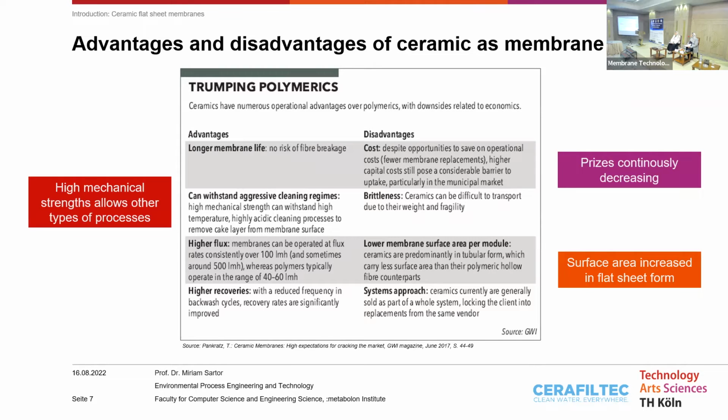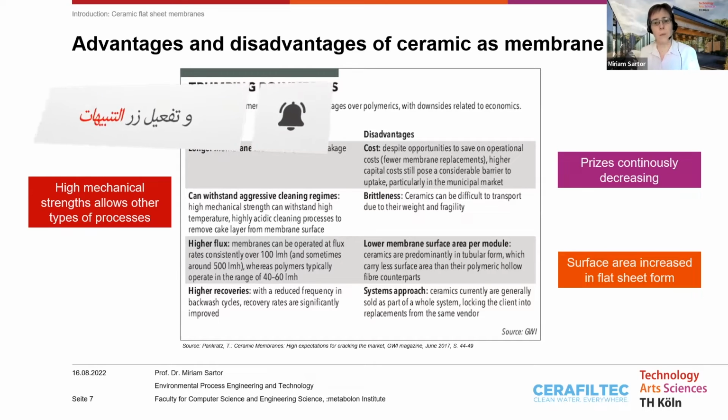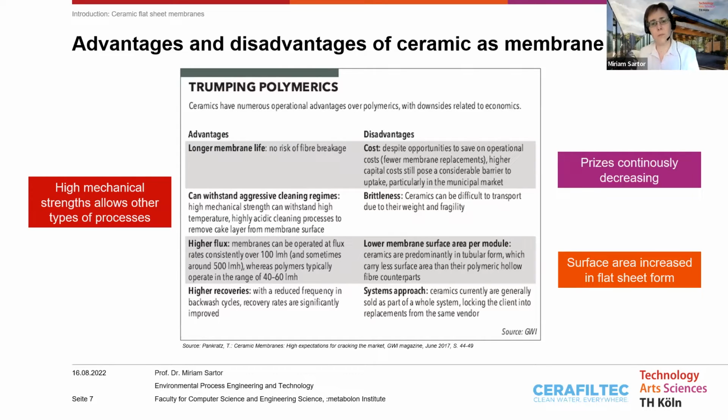And one of the points was that we have lower membrane surface area per module with ceramic membranes. And when you go into the flat sheet form, the surface area is increased drastically. And this is also a point which allows now stepwise to use ceramic membranes in broader applications.